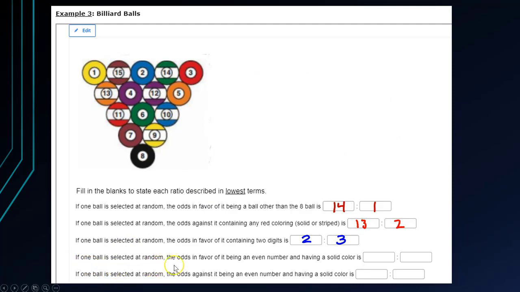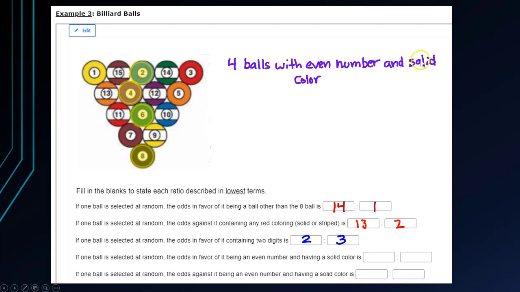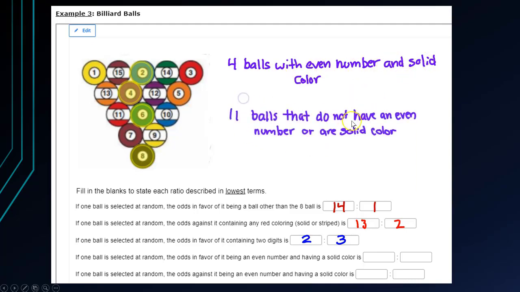If one ball is selected at random, the odds in favor of it being an even number and having a solid color. So it has to both have a solid color and have an even number. So the balls that fit that category are the 2, 4, 6, and 8 ball. I have a 1, a 3, a 5, and 7, which are solid, but their numbers aren't even. And I certainly have some even numbers, but their colors are not solid. They're striped balls. So I have 4 balls with an even number and solid color, which means I have 11 that do not have an even number or a solid color.